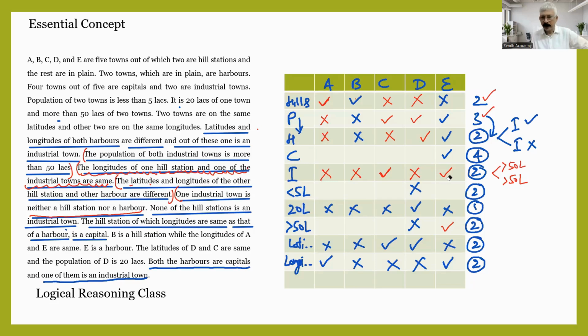These 2 industrial towns are decided. These 2 industries both have population more than 50 lakhs, so cancel out this. And here, when the city C is industrial with population more than 50 lakhs, there is no question of being less than 5 lakhs. Cancel out it, and this should also be canceled. So only 2 cells are left in this row, which means these 2 are less than 5 lakhs. A and B populations are less than 5 lakhs.